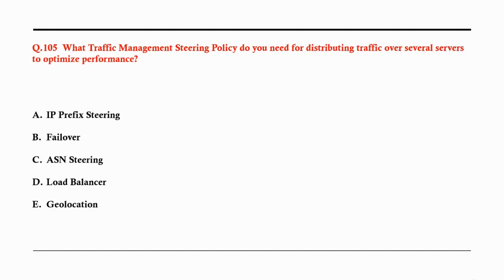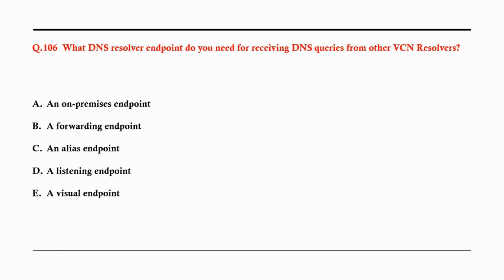Question 105. What traffic management steering policy do you need for distributing the traffic over several servers to optimize the performance? The correct answer is D, load balancer. Question 106. What DNS resolver endpoint do you need for receiving the DNS queries from the other VCN resolver? The correct answer is D, a listening endpoint.